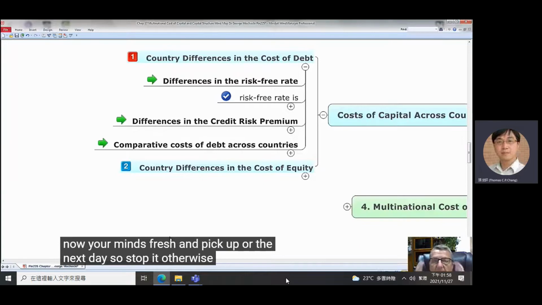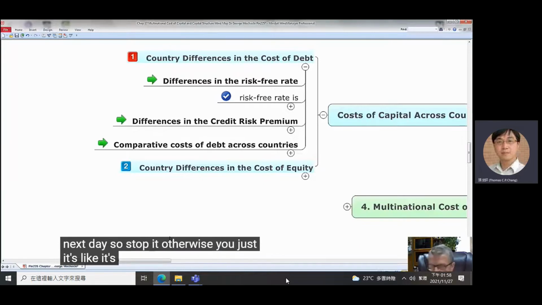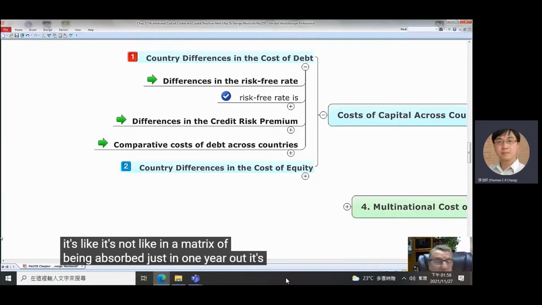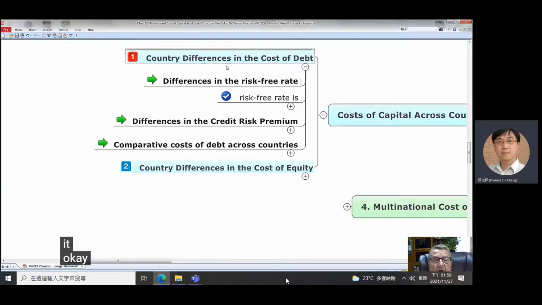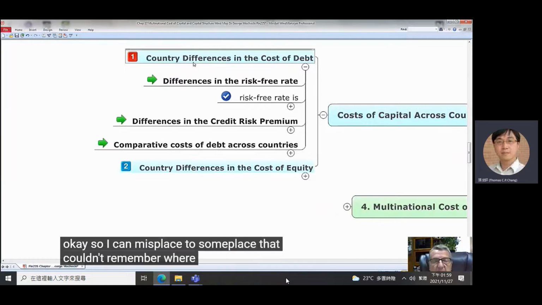So stop it. Otherwise, it's not like in the Matrix, where it's absorbed. It's in one ear and out the other. It's probably in there someplace in your mind, but will you remember it when you need it? It's like I misplaced it someplace. I couldn't remember where I put it.